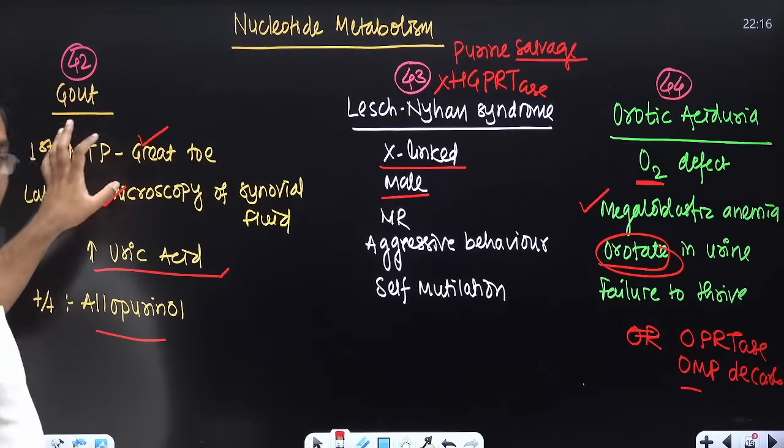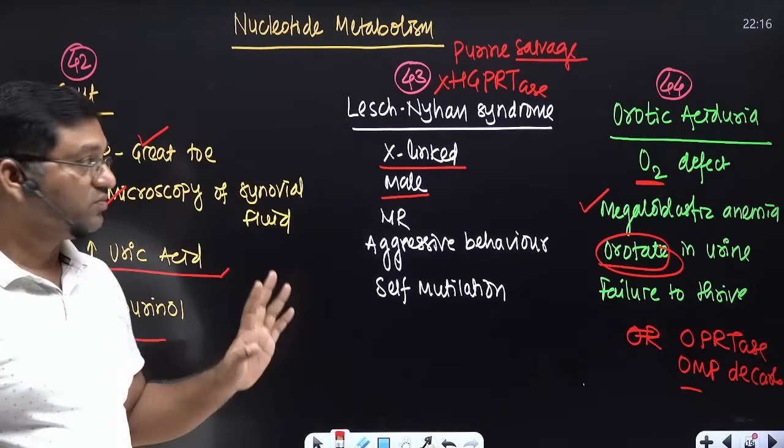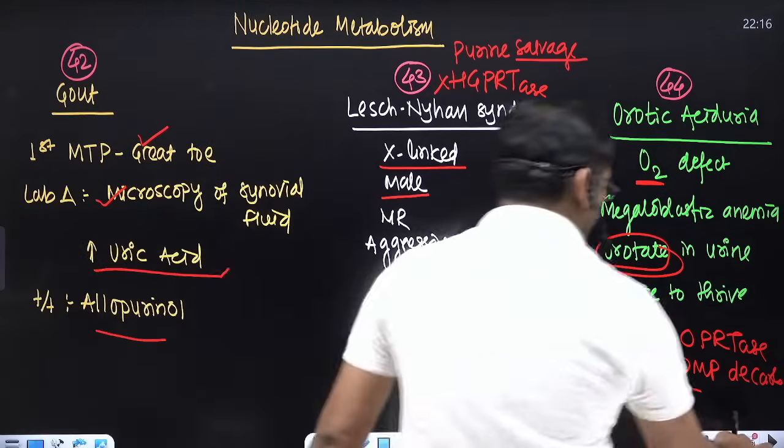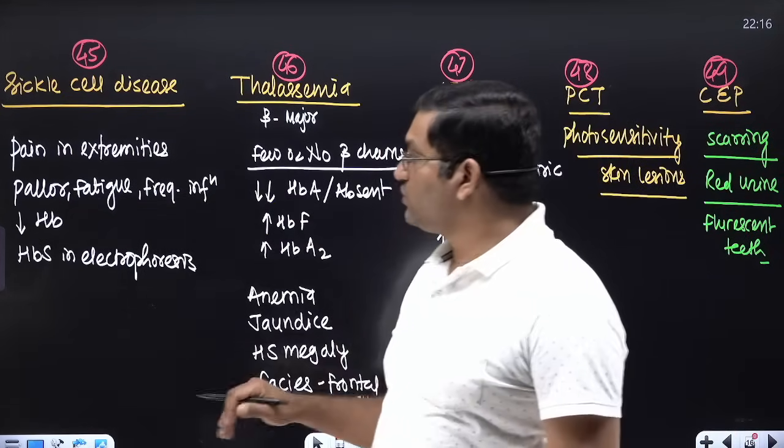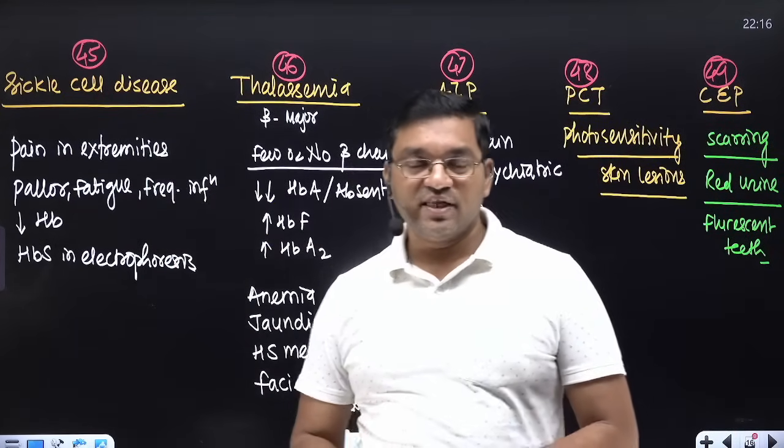And gout, there are primary gout and secondary gout. Okay. Now coming to the hemoglobin chemistry and metabolism disorders, the main one is sickle cell anemia.